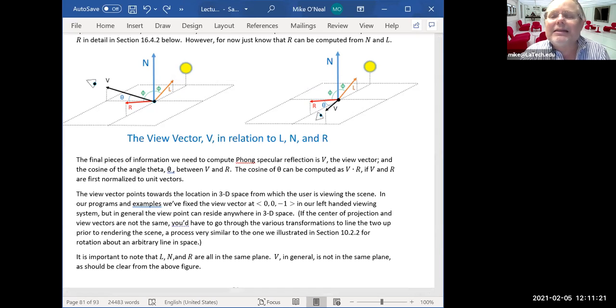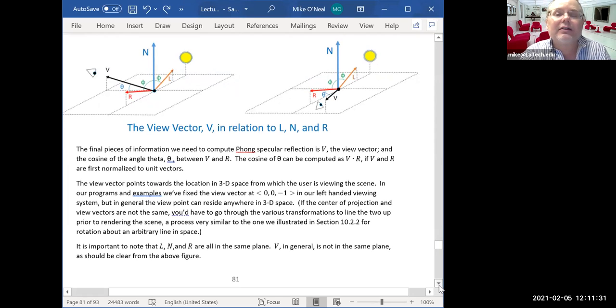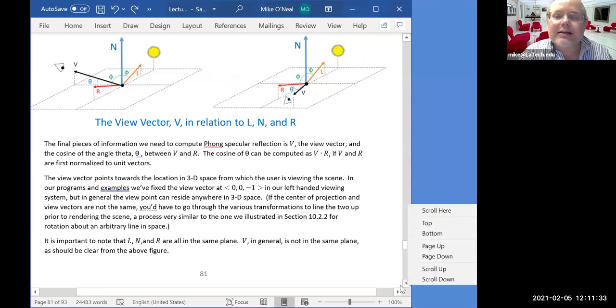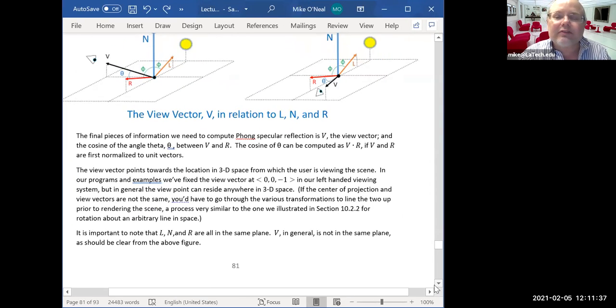So as the spec index goes up, the amount of light hitting my eye goes down, as long as I'm not looking directly along the reflection vector. When I'm looking directly at it, it doesn't matter what the spec index is, because I'm on the mirror direction and I'm seeing 100% of the reflection.